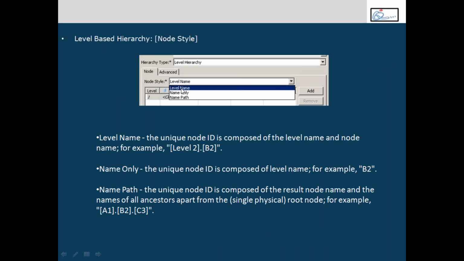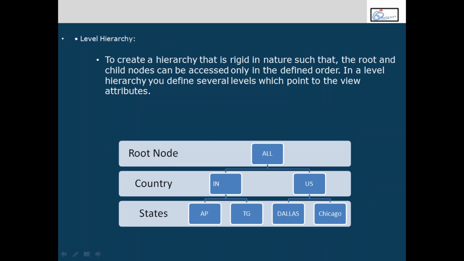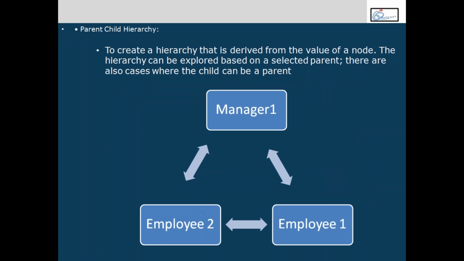If I say name only, it stores only the node name, like India, US, Telangana, AP. And if I say name path, it stores the node with the complete hierarchical ancestral link, say A1 dot B2 dot C3. That means C3 has a parent B2, and B2 has a parent A1. It stores the complete link of the parents. For example, to store the node AP, it stores AP.IN.all, a complete link to the topmost ancestral parent.